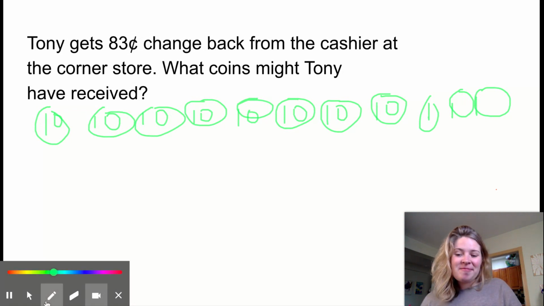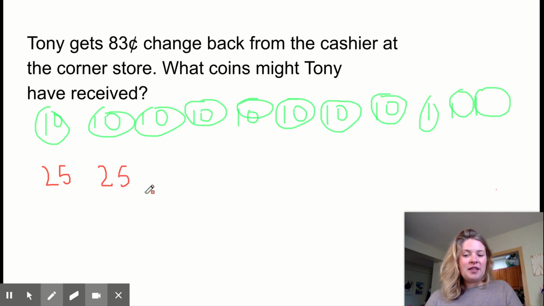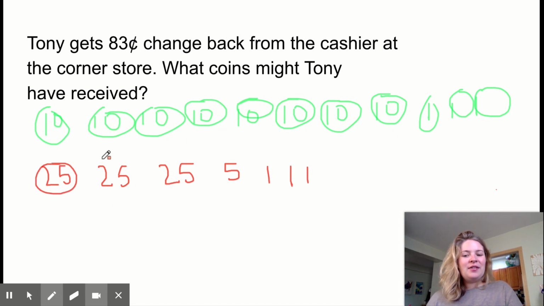He also could have received 1 quarter, 2 quarters, 25, 50, 3 quarters, 75, a nickel, 80, 1, 2, 3 pennies, 25, 50, 75, 80, 81, 82, 83.